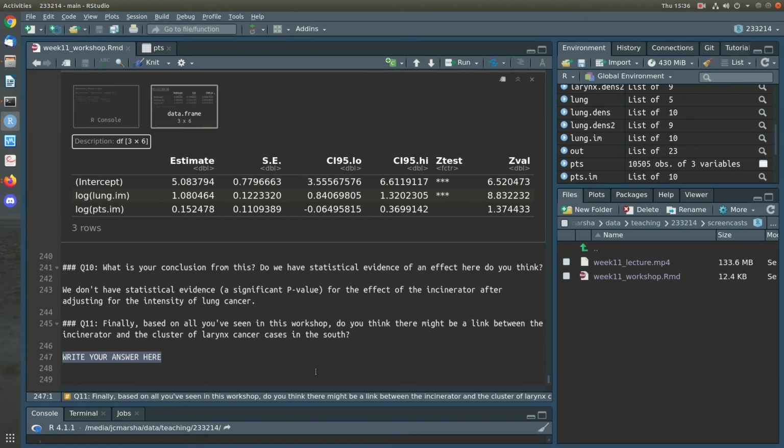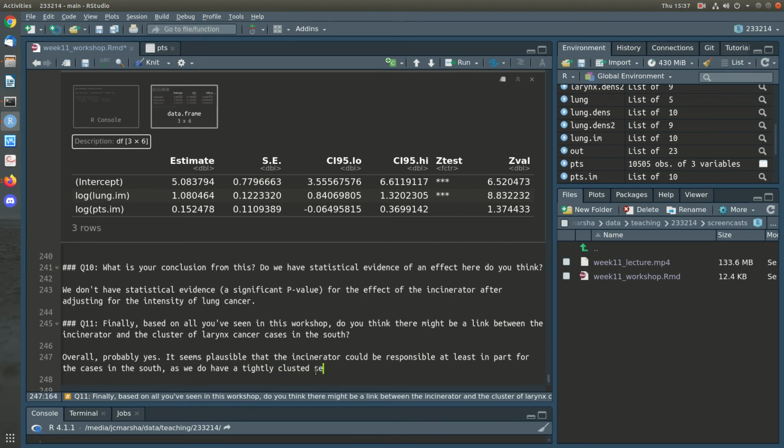So the last one is finally based on all we've seen. Do you think there might be a link between the incinerator and the cluster of larynx cases in the south? And I would say overall, probably yes. It seems plausible that the incinerator could be responsible, at least in part, for the cases in the south, as we do have a tightly set group of cases right near the incinerator.